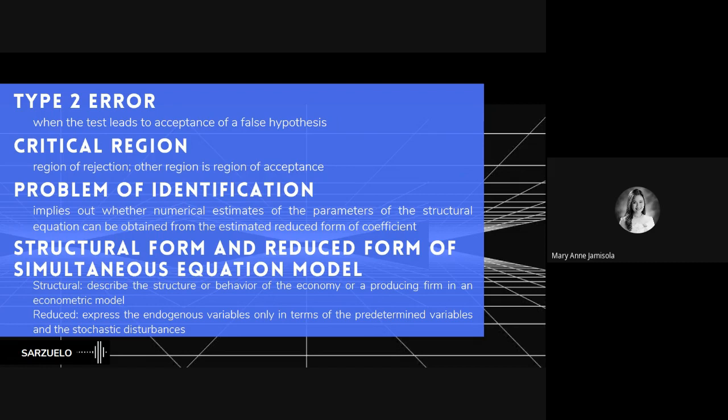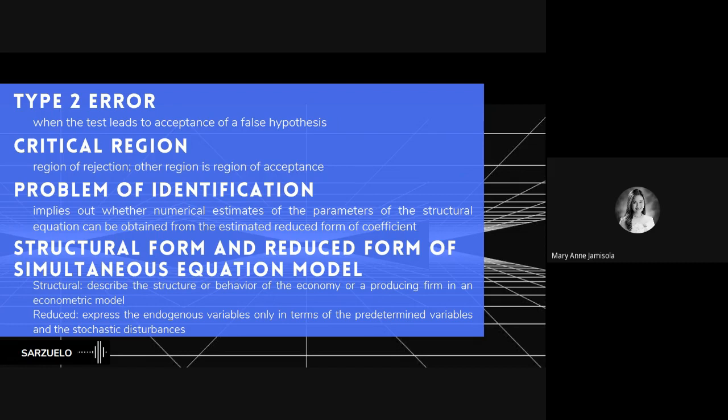Problem of identification. Problem of identification implies finding out whether numerical estimates of the parameters of the structural equation can be obtained from the estimated reduced form of coefficient. If this is possible, then we say that the equation is identified. Okay, identification problem arises only for those equations which have coefficients which have to be estimated statistically.